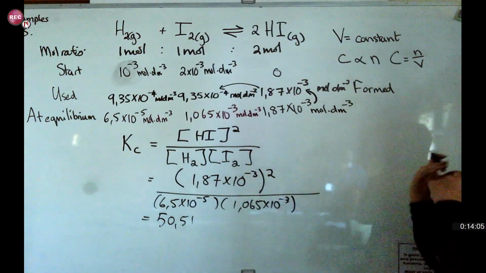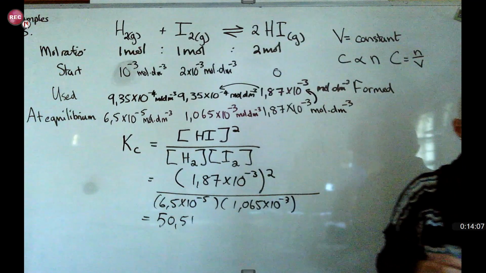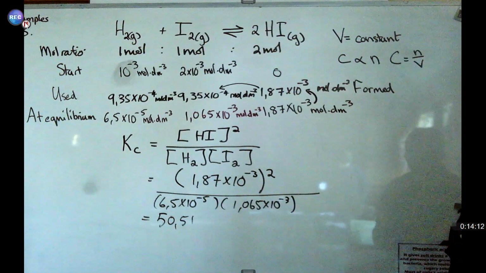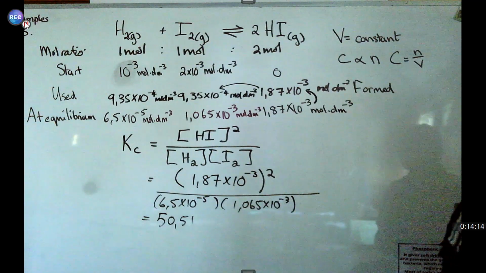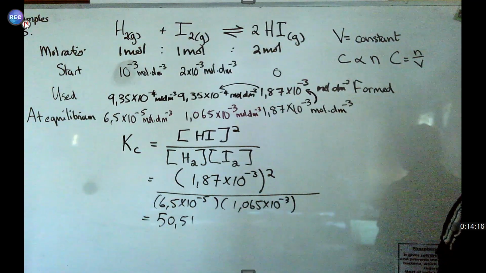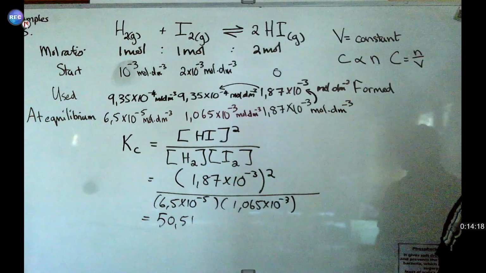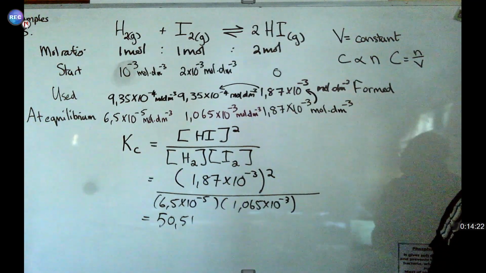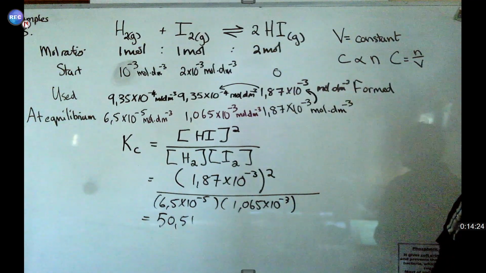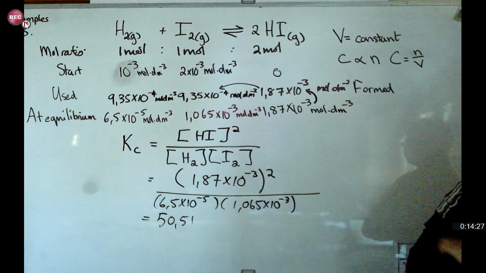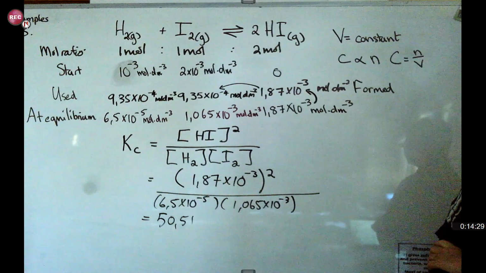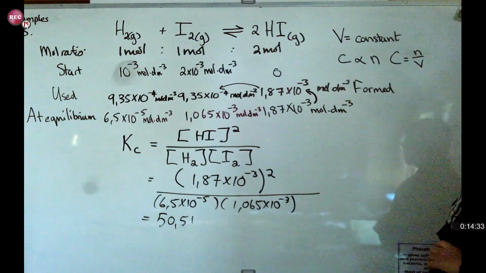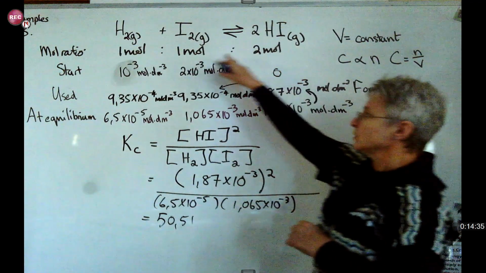Equilibrium lies to the right. I'm still stuck: they told us that the new equilibrium HI formed is 1.87 times 10 to the power of negative 3, right? So now, to work backwards, I divide that by 2 to get my iodine and hydrogen. Yes, because the mole ratio is 2 to 1.